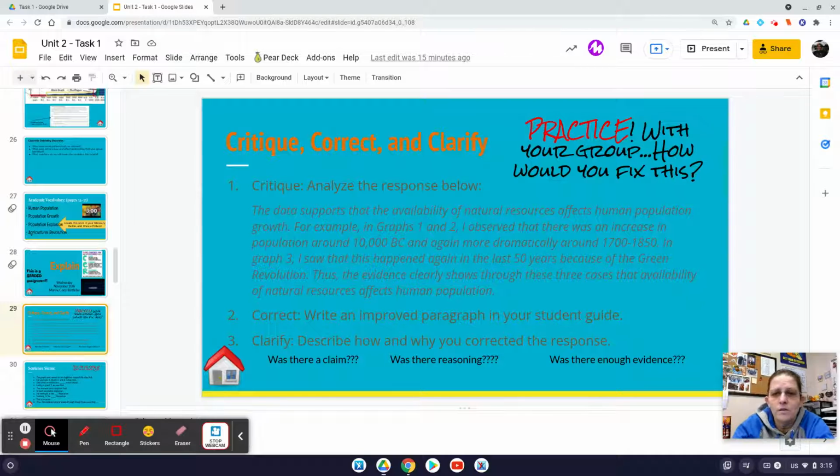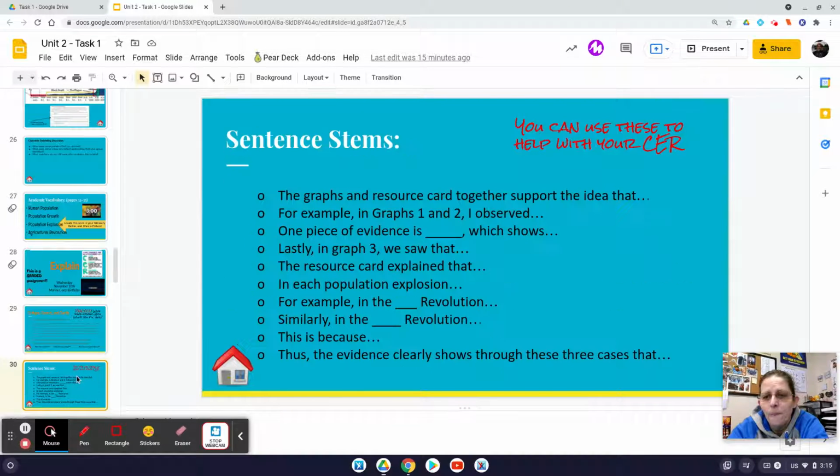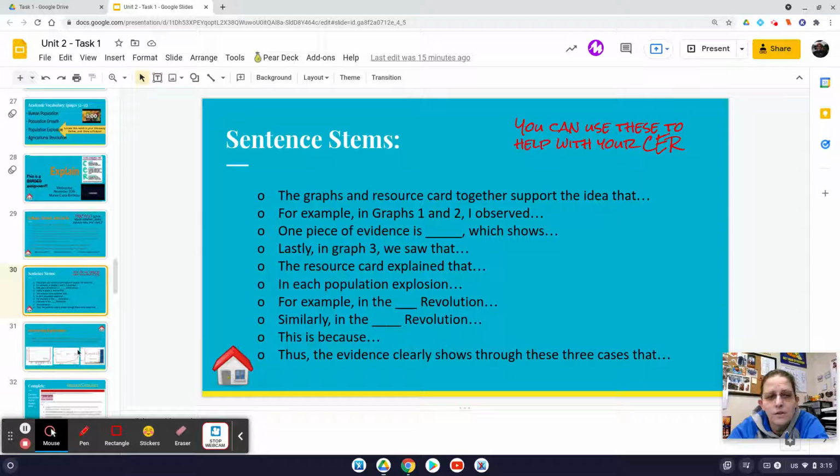All right, so I want you to think about how your reasoning and your evidence go together. Okay, what does your evidence tell you? How does it make sense to you? All right, so I want you to dip into that a little bit more when you're writing this time around. Here are a few sentence starters for you. If you need those, you can use those.